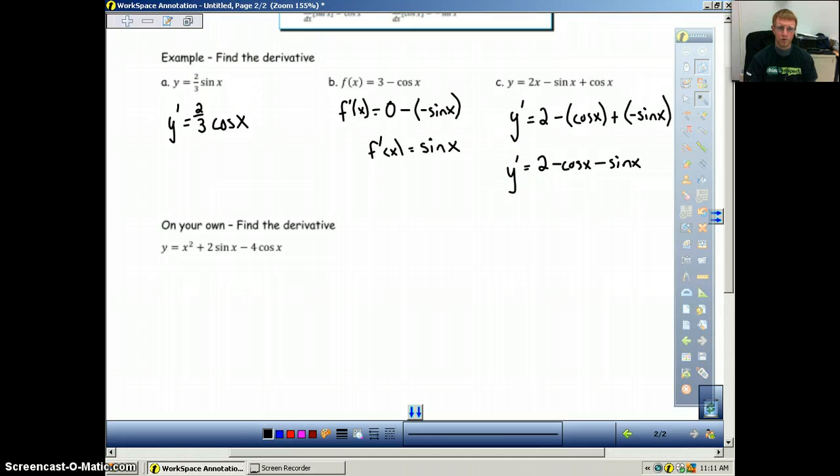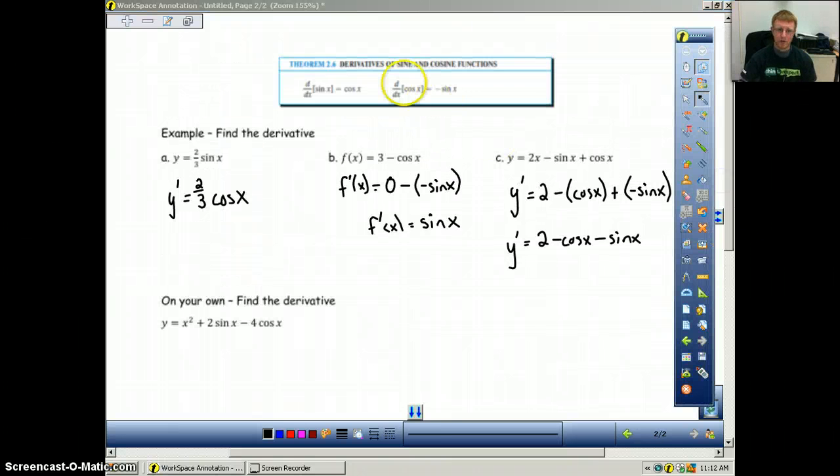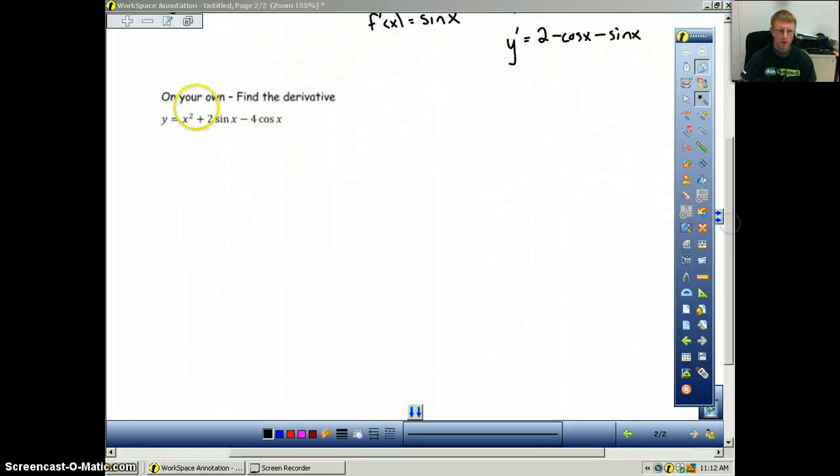It's just, the only thing you need to know from your trig derivatives at this point is that the derivative of sine of x is cosine, and the derivative of cosine is negative sine. Don't forget that negative. So again, try this one on your own. Hit pause for right now, try it, and then hit play so you can see if you get it right.